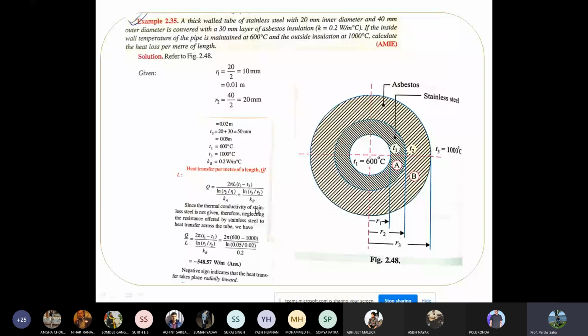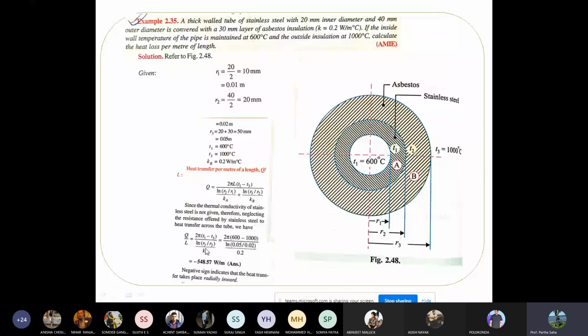Since the thermal conductivity of stainless steel is not given, we will neglect the resistance offered by the stainless steel to heat flow across the tube. We are considering its resistance negligible because it's not provided, and because stainless steel is highly conductive. So we can consider the second layer only, ln(R3/R2) by Kb. First layer can be neglected.